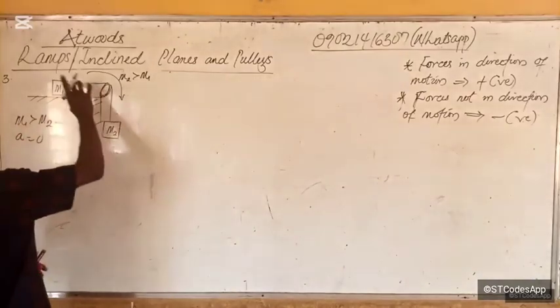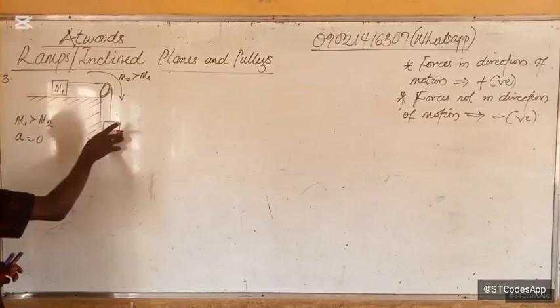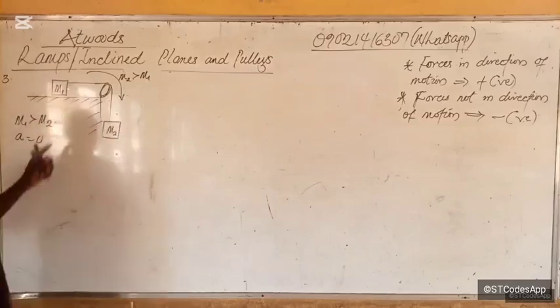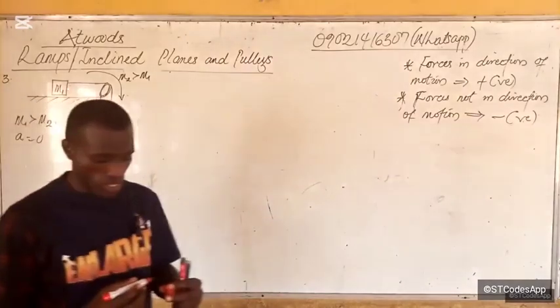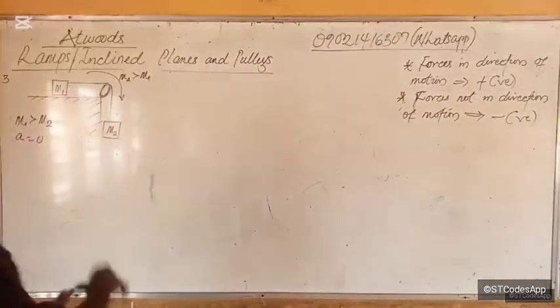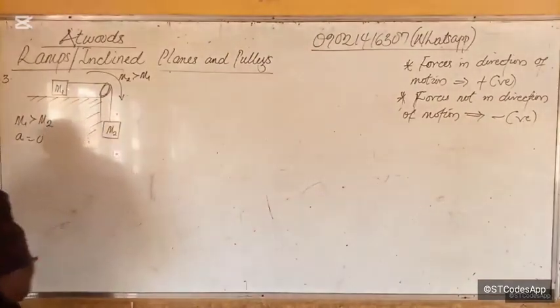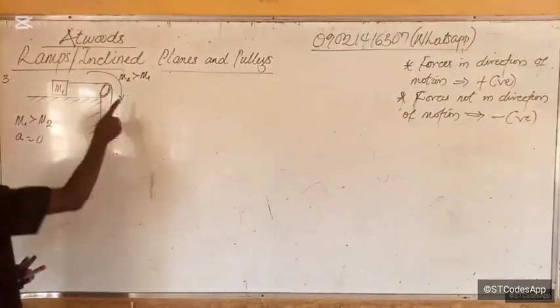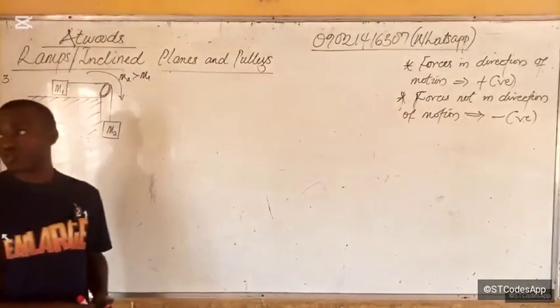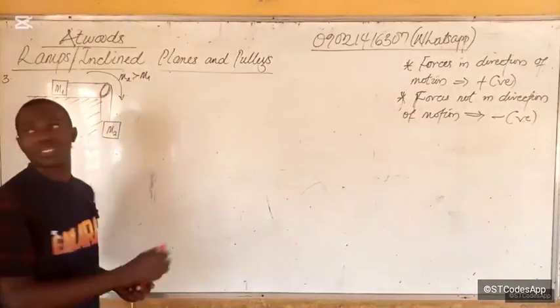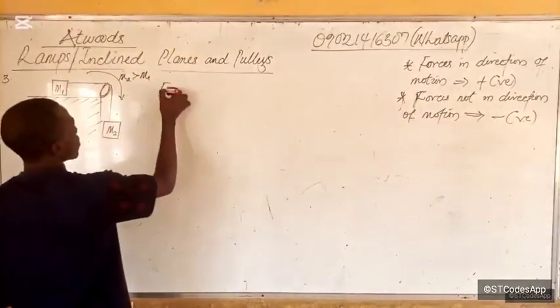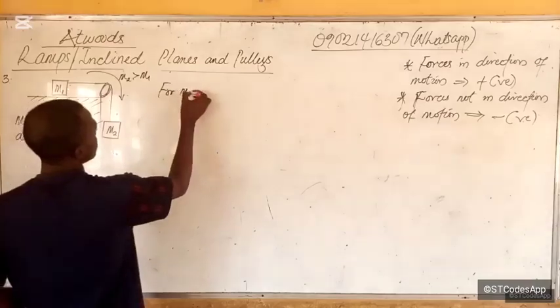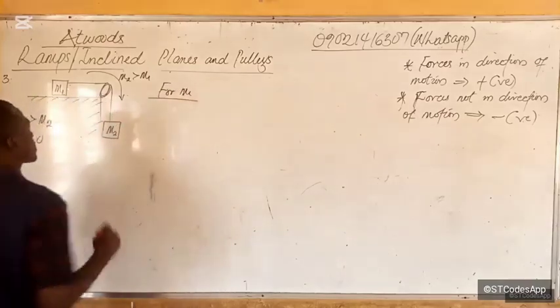What will just happen here is that this thing is going to suspend this guy, if m1 was greater than m2. But for this system to accelerate at all, m2 has to be greater than m1. And if m2 is greater than m1, this is what we're going to have. First, we draw the free body of m1. Now, for m1, the sum of forces acting on m1.